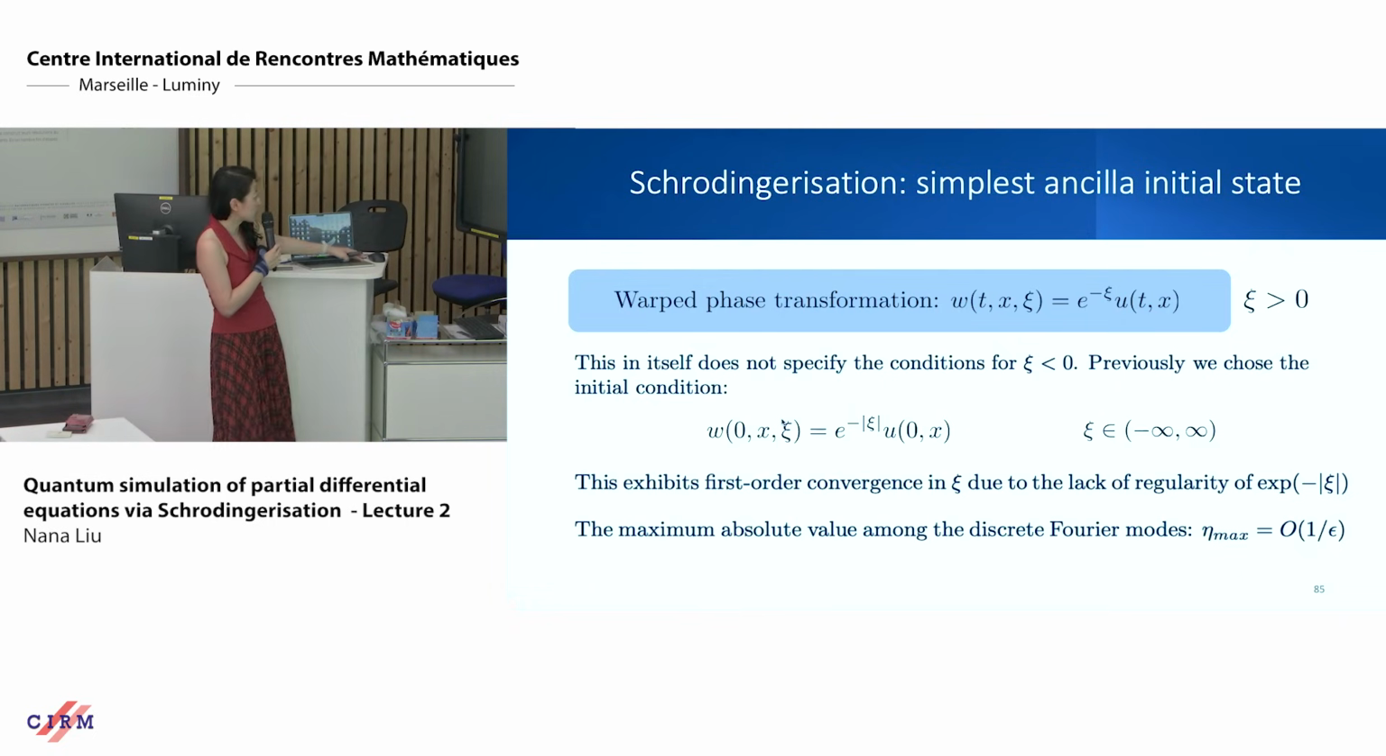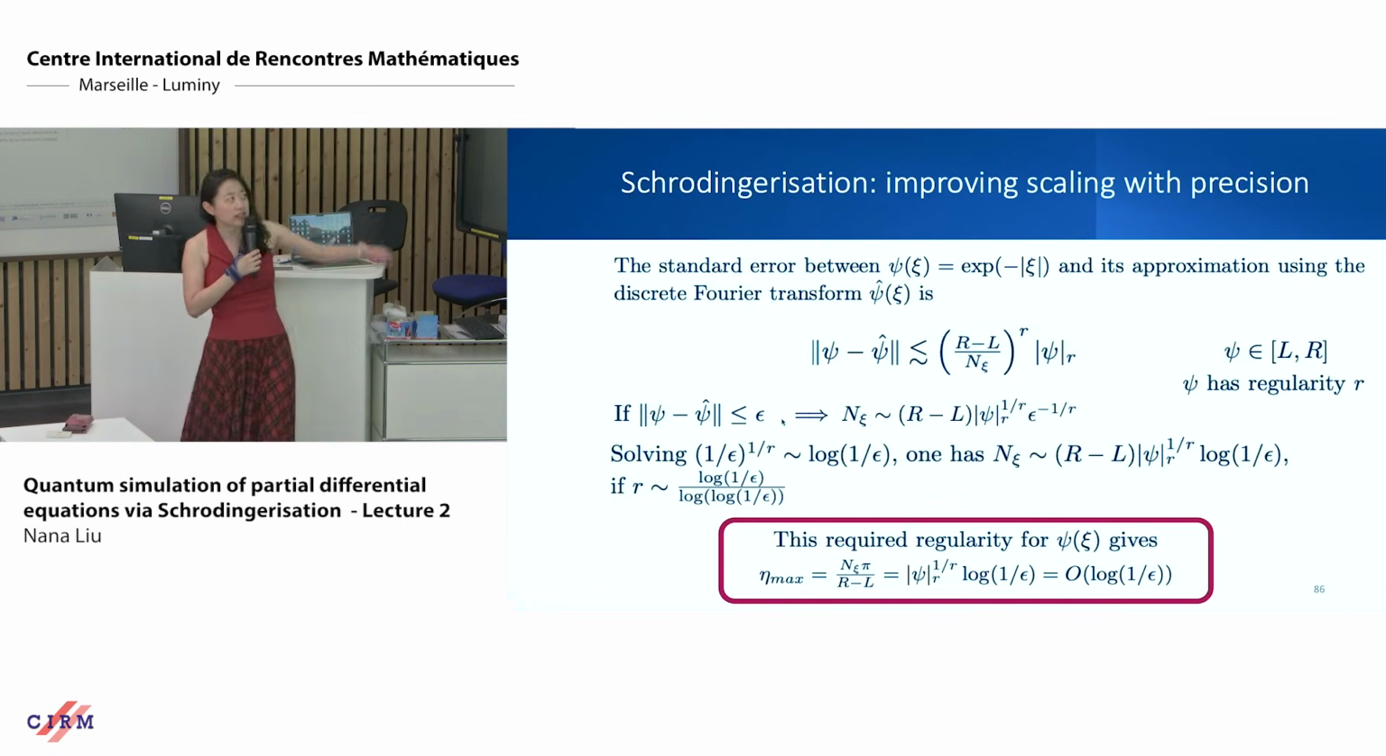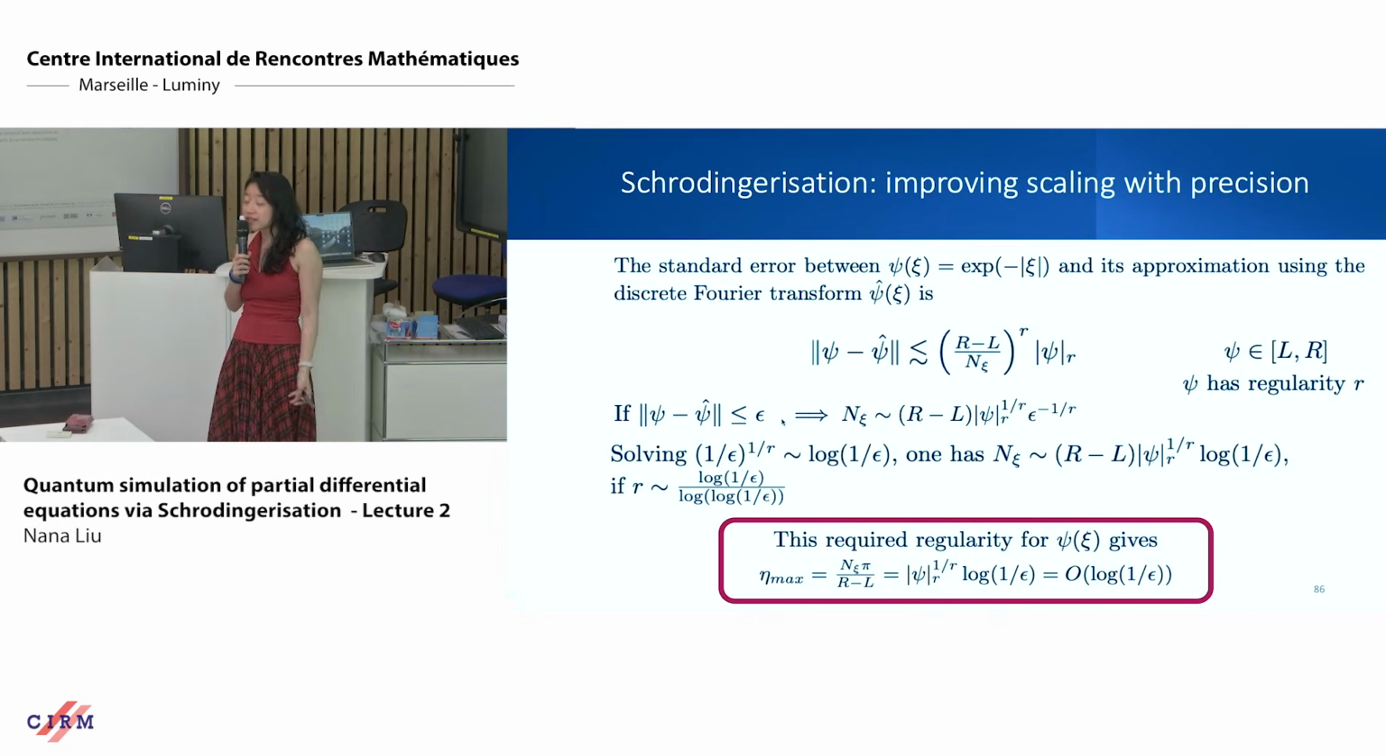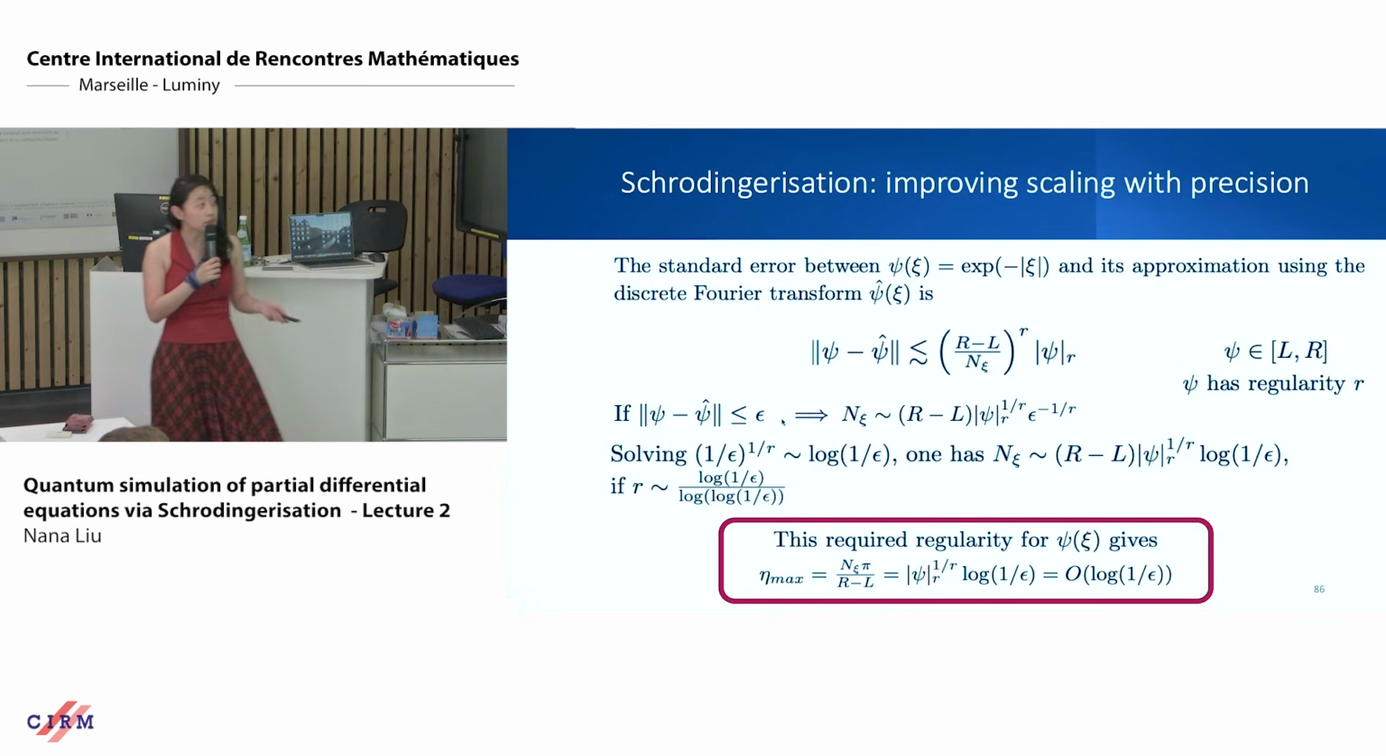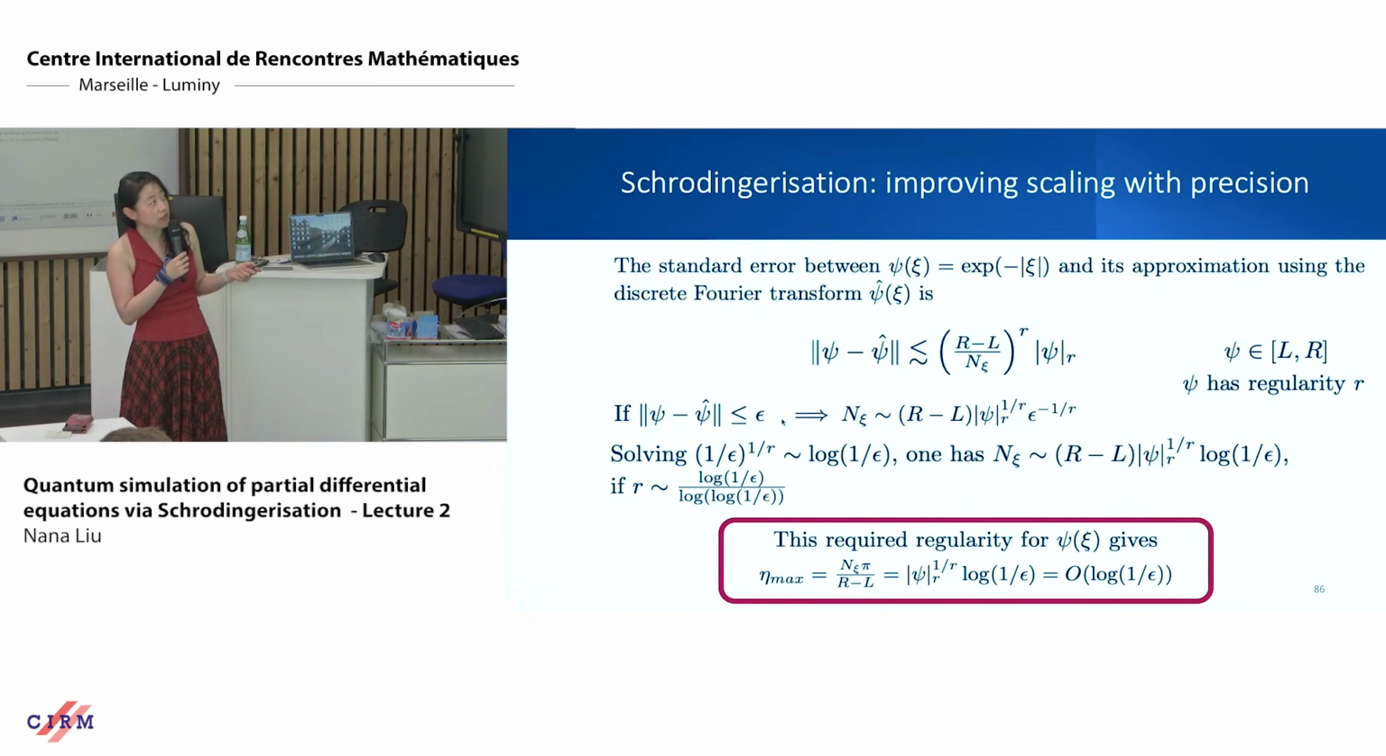So I'll give some examples. This is just to say how much more precisely. Before, the scaling goes as 1 over epsilon, and our question is, can we get to log 1 over epsilon, for example? How much regularity do we actually need for that? Well, here's an example.